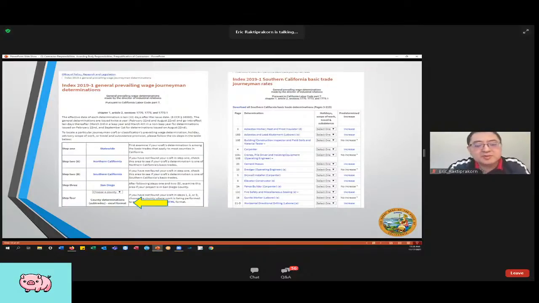So here we have a little demonstration about how to research a prevailing wage determination. This is what it looks like on our website. If you look at the top left, this is the 2019-1 general prevailing wage determination. You follow each of the steps, essentially step 1, step 2, step 3, until you find the craft that you're looking for. Depending on where you end up, you can see how crafts are listed on our website. And we do have a quick polling question coming up.